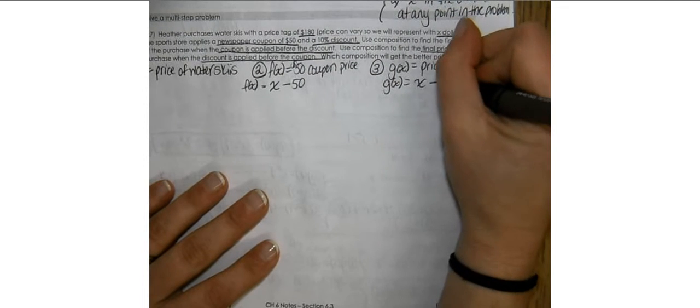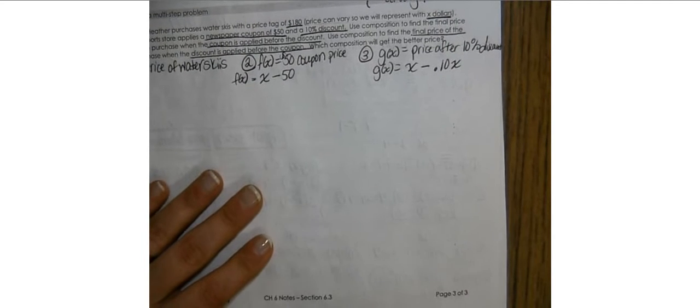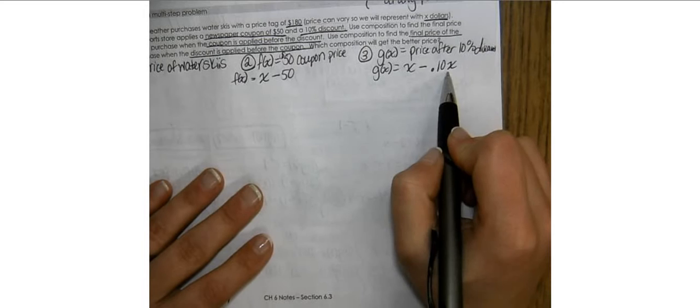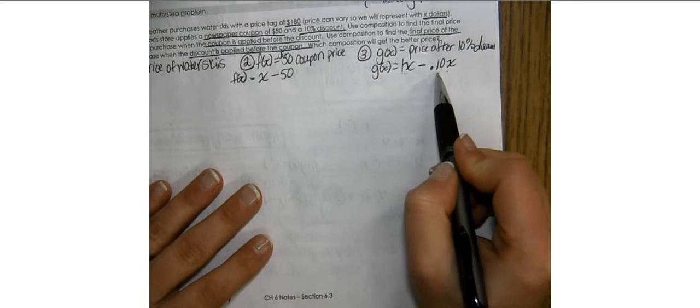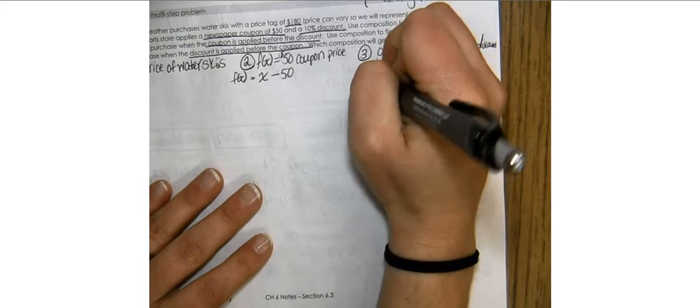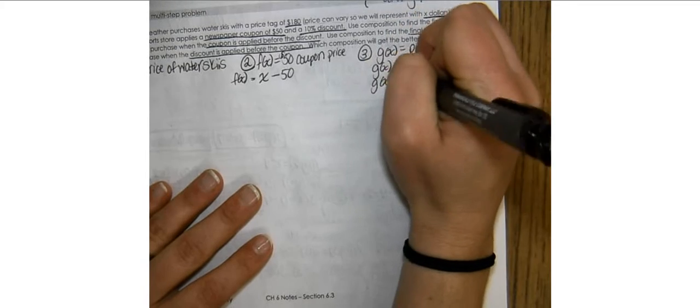So what that means is that you're going to pay for your water skis and then deduct 10%, which I'm going to write as 0.10 times the price of the water skis. So what I did here is we have the price of the water skis minus 10% of the price. Collectively, if you were to add 1 minus 0.10, that's going to equal 0.9. So g of x is equal to 0.9 times x, or 90% times x, whichever way you want to view it.